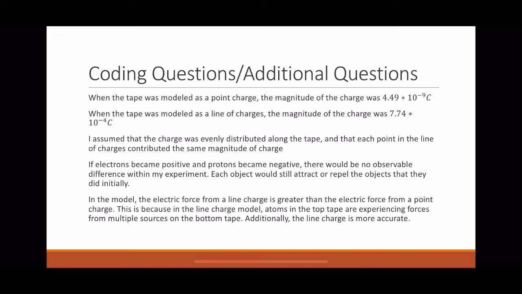The force from a line charge is greater because of what I explained earlier, how each electron exerts forces on different atoms, which means that the net charge would be larger, and the line charge is more accurate because there's not just one electron on the tape. There are many electrons spread out, so line charge is much more accurate in this context.